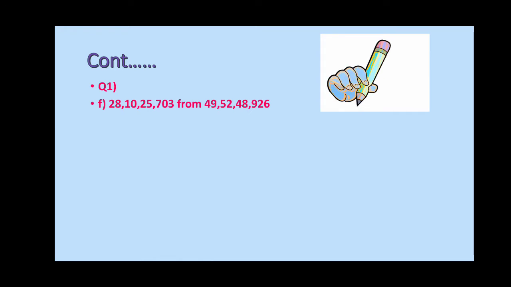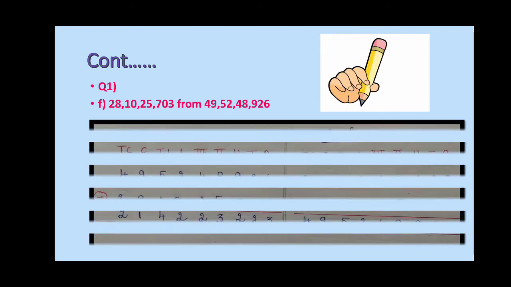In the same question 1 F1 I'm doing for you. If you don't know the concept, from the given numbers, the bigger number should be written as your minuend and the smaller number is your subtrahend. From this 49 crores 52 lakhs 48,926, we have to subtract 28 crores 10 lakhs 25,703. Am I clear, children? So arrange in the columns.